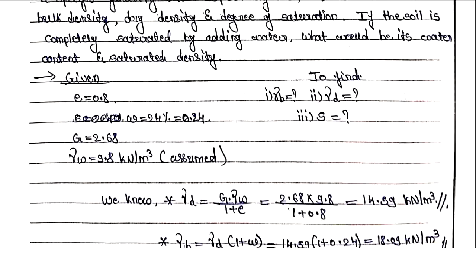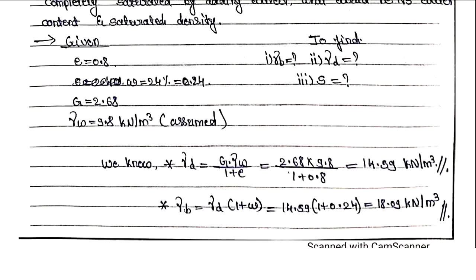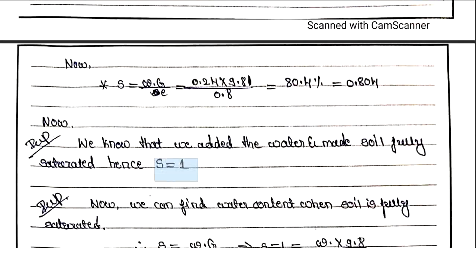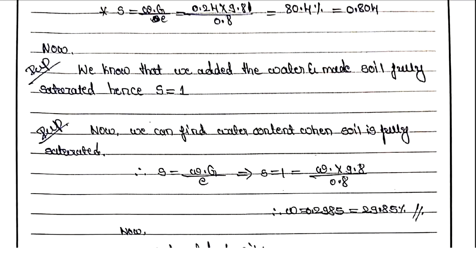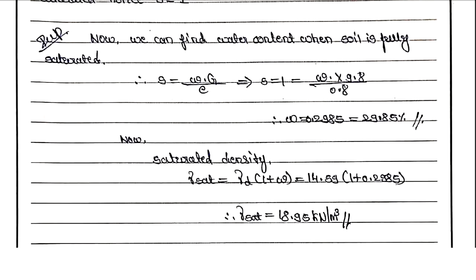Next, if the soil is completely saturated by adding water, what would be its water content and saturated density? They are saying that the soil is completely saturated, which means the value for S will be equal to 1. As the soil is completely saturated, the value for S will be equal to 1. So in that case we need to find out the water content when the soil is completely saturated, and we need to find out the saturated density.